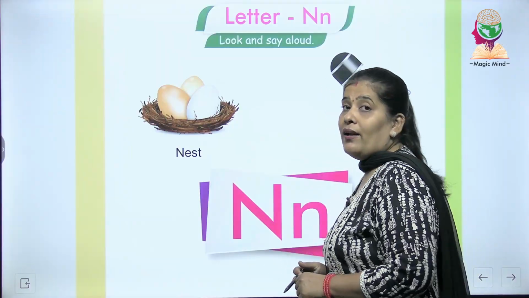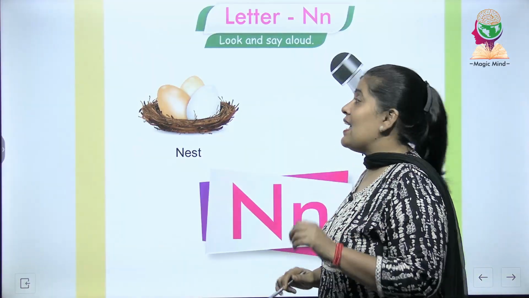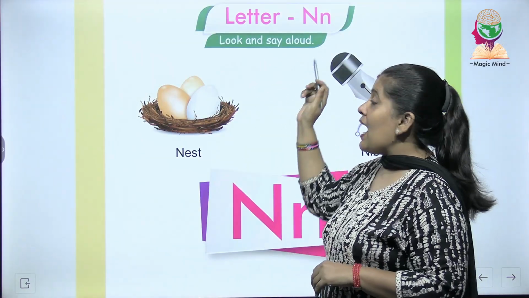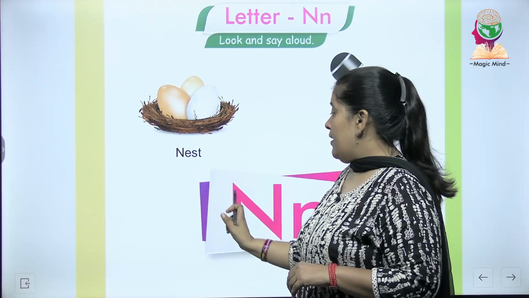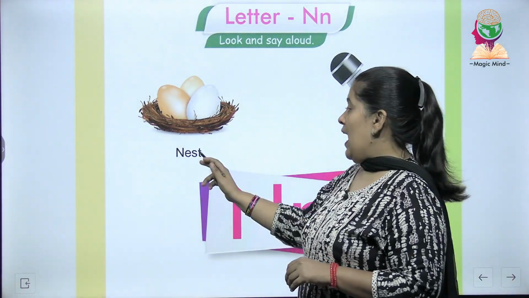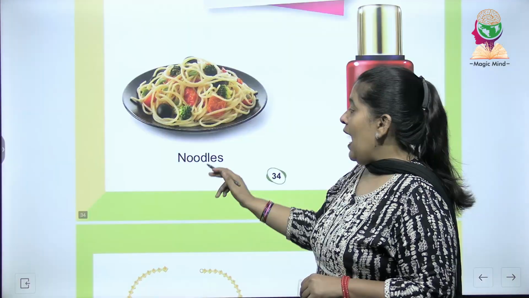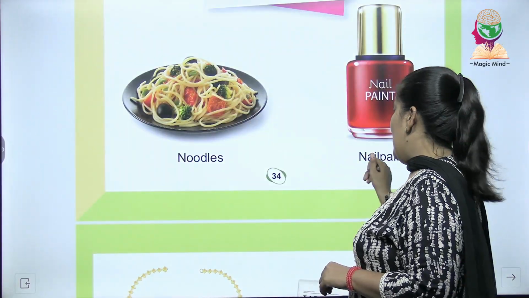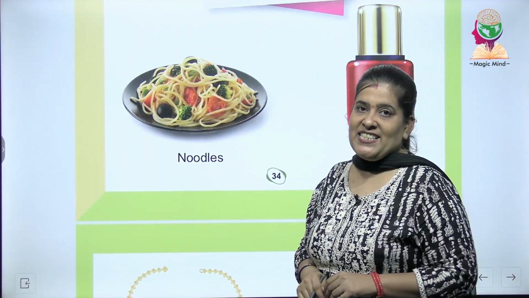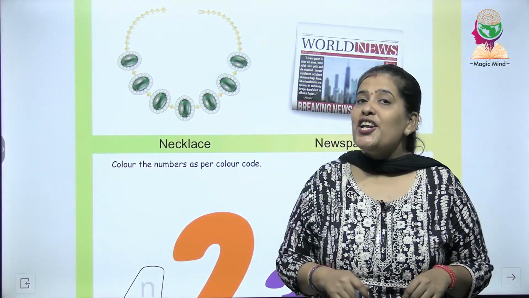So now we will start letter N. कौन सा letter है? Letter N. Look and say aloud. N. This is capital N and this is small letter n. N for nest, N for knit, N for noodles and N for nail paint, N for necklace and N for newspaper.